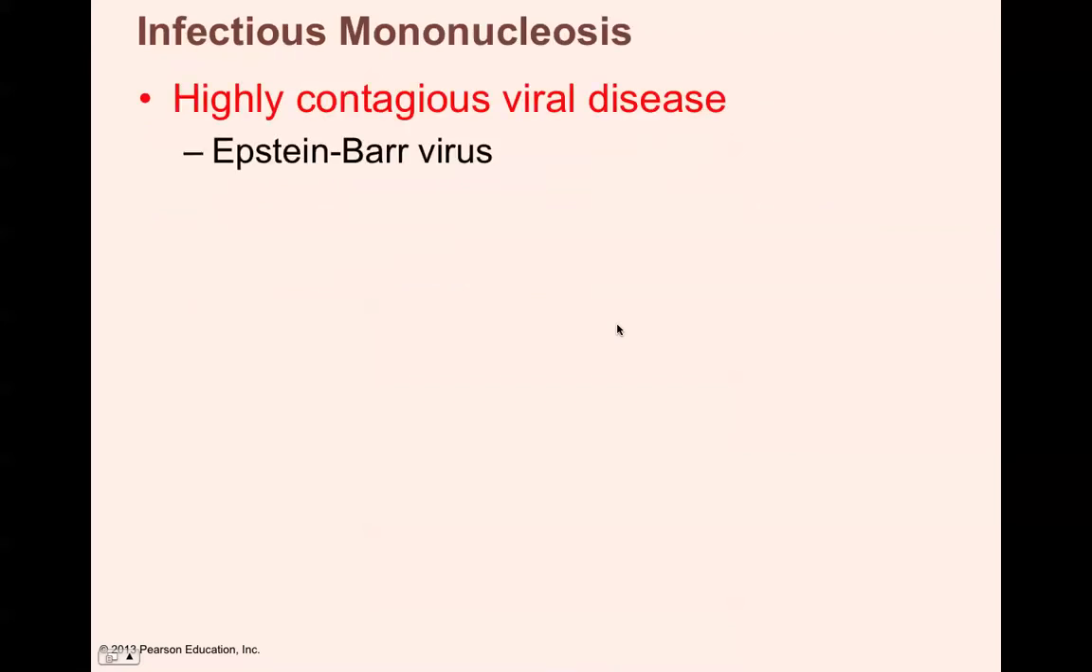Another type of blood disorder is infectious mononucleosis. It's highly contagious. It's a viral disease caused by Epstein-Barr virus. And this is actually indicated when you do a blood smear and you see atypical agranulocytes.